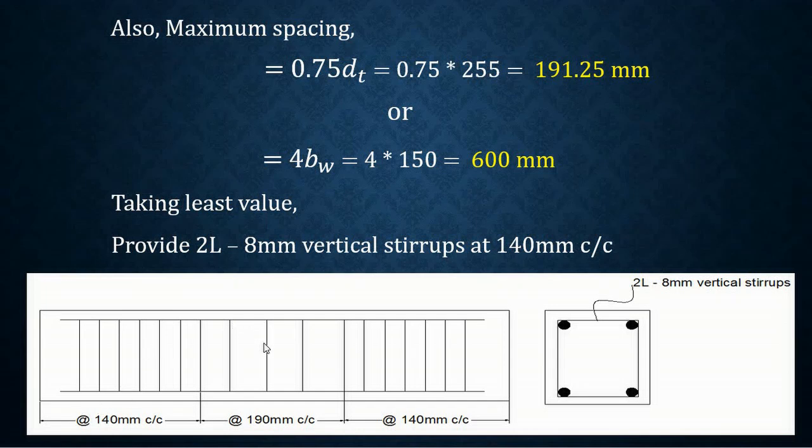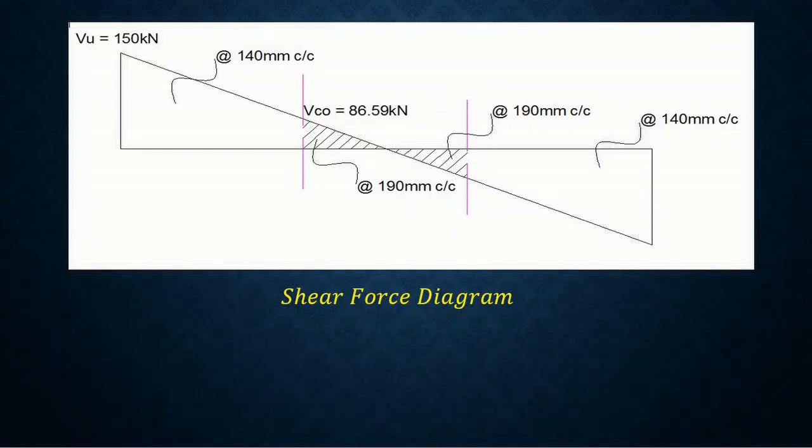Hope you have understood how to write this spacing. For midspan, it should be considered from the maximum spacing and the least value should be considered, and whatever we have designed, two-legged 8 mm vertical stirrups at 140 mm center to center, should be provided at the supports. Next thing is the shear force diagram.